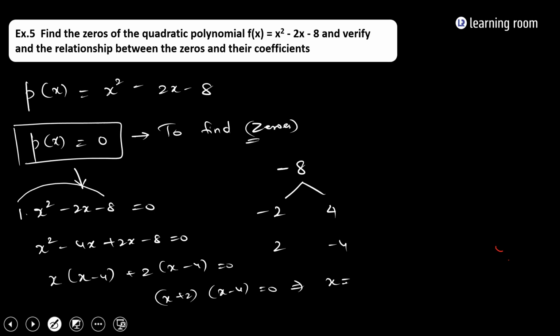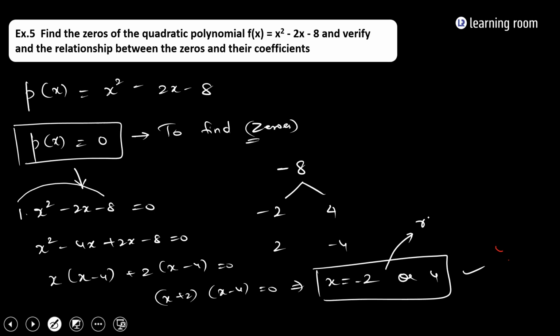So x is going to be equal to minus 2 or 4. So minus 2 and 4 are called zeros. See, listen to this carefully, okay? They are called zeros of the quadratic polynomial, right? Whereas, if the same problem is given in a quadratic equation, you call them roots.